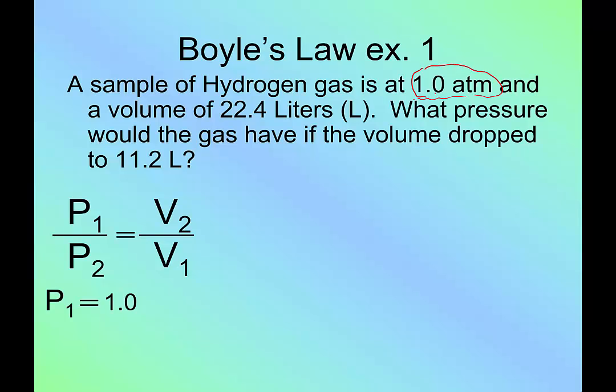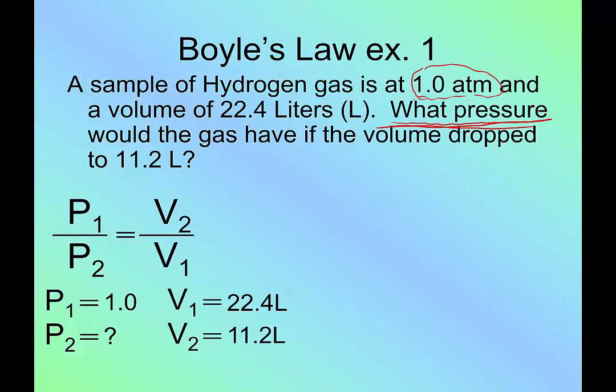Okay, our second piece of information is P2. Now P2 is what I'm going to be solving for. Why? It says what pressure. So that tells me that I'm going to be solving for pressure. Okay. Now V1 is the first volume that was given, and that volume V1 goes with the P1. So it says that there's 1 atmosphere and a volume of 22.4 liters. That means my 22.4 is my V1. And then I have my V2, which is the other volume, which would be 11.2 liters. Okay, so as you can see, I have 3 of my 4 variables. I'm just going to plug them into the formula and solve.